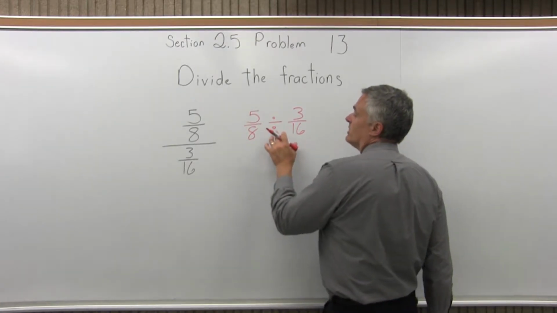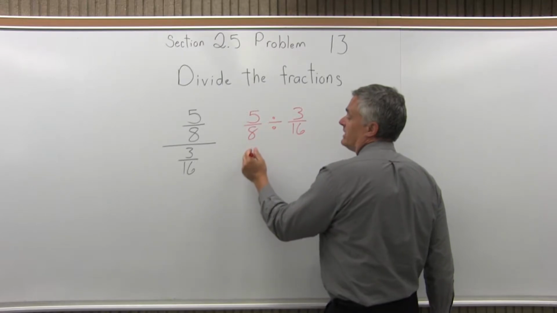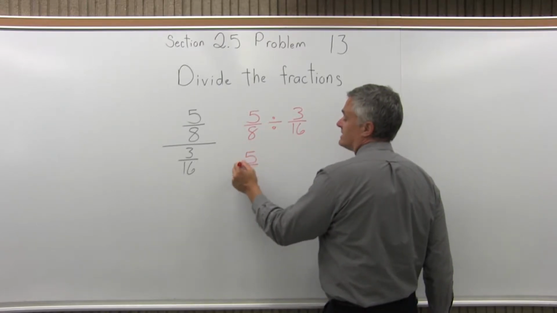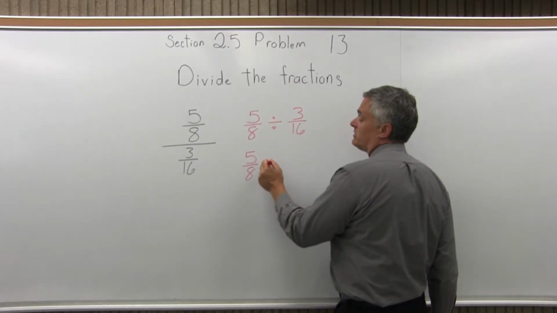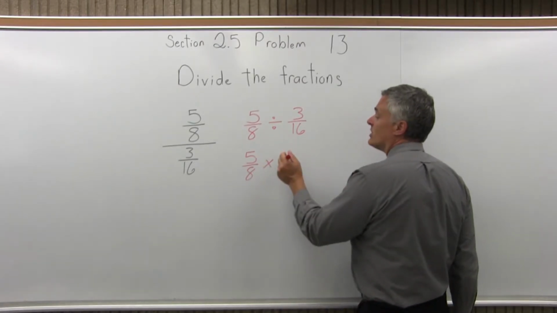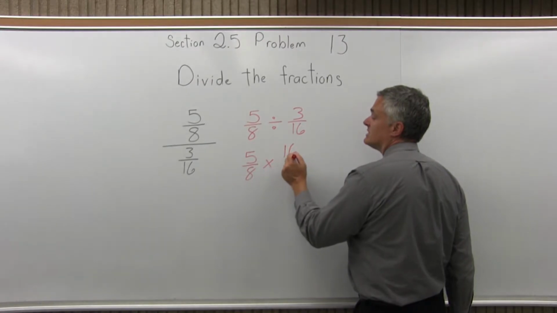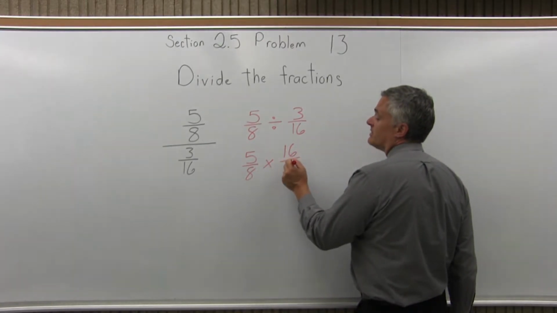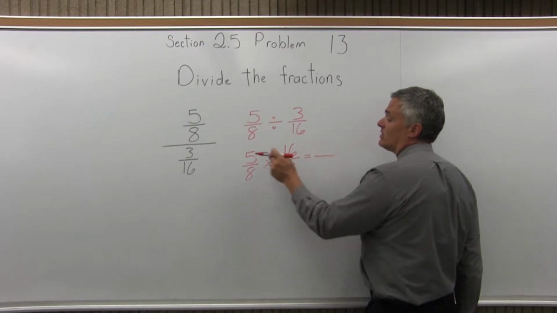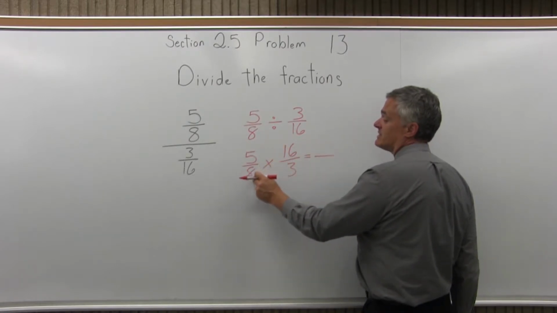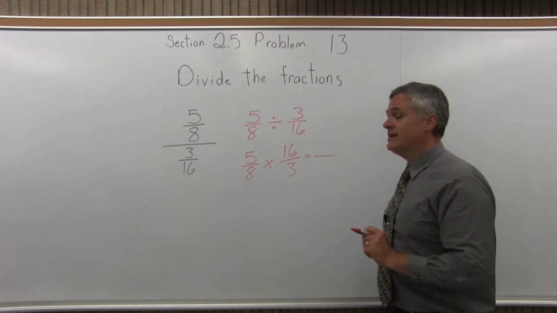Now what you do to divide any fractions, I will leave the first fraction as is. It's 5/8 in the beginning, it'll stay 5/8. Change the division to a multiplication, and then invert the second fraction. It's 3/16. So when you invert it, it becomes 16/3. You just flip it, really. Now you're going to multiply top times top, 5 times 16, bottom times bottom, 8 times 3.